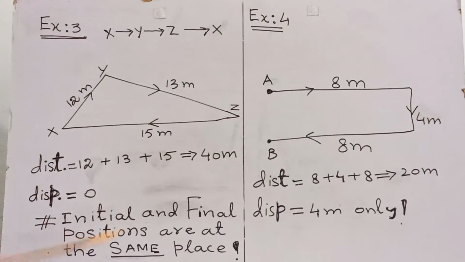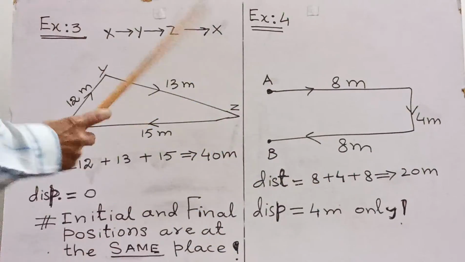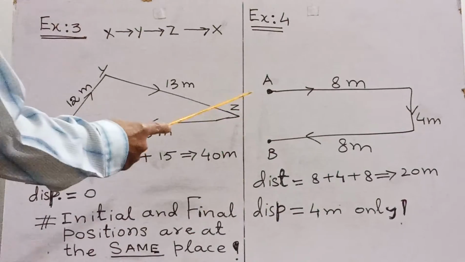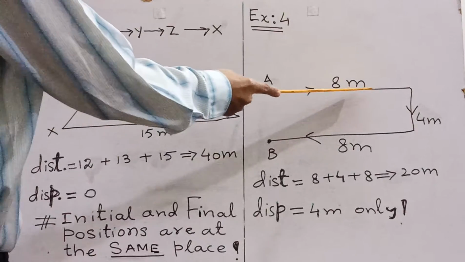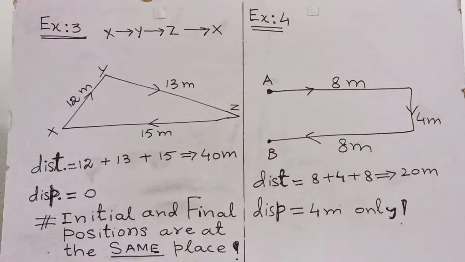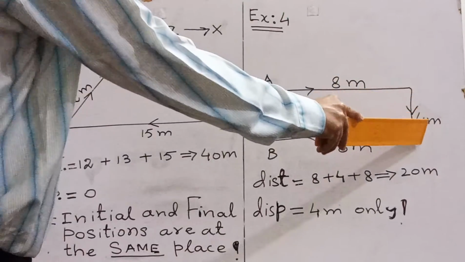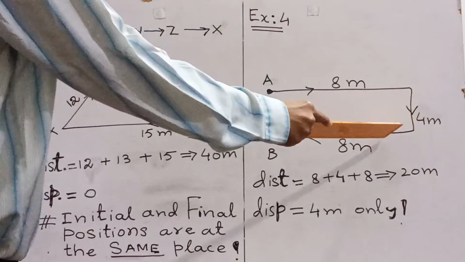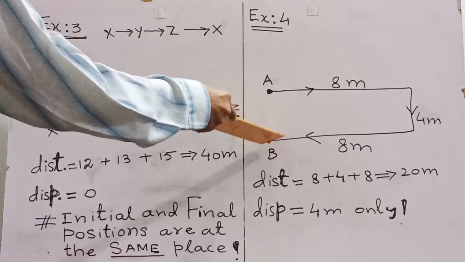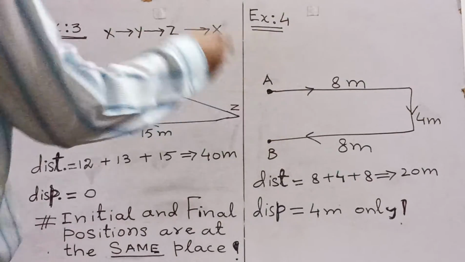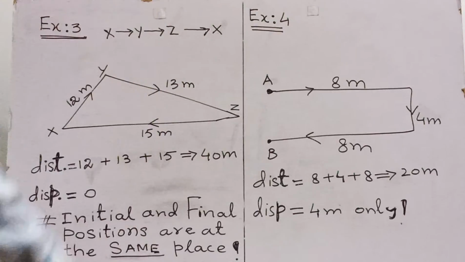Now let's come to example number 4. It is a similar example. In this example, an object or body starts the journey from the point A, travels in this direction along this path, and covers 8 meter distance. Now it comes down by 4 meter distance and returns along this path and covers the distance of 8 meter to the point B, and hence the journey is ended. A is the initial position and B is the final position.